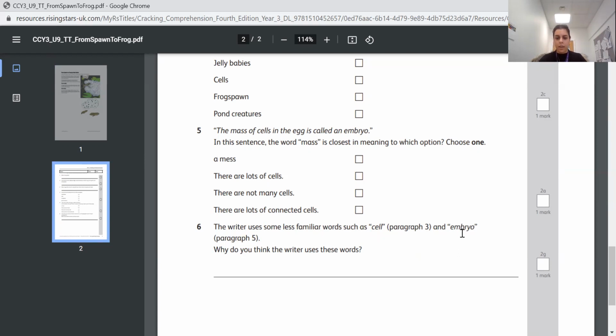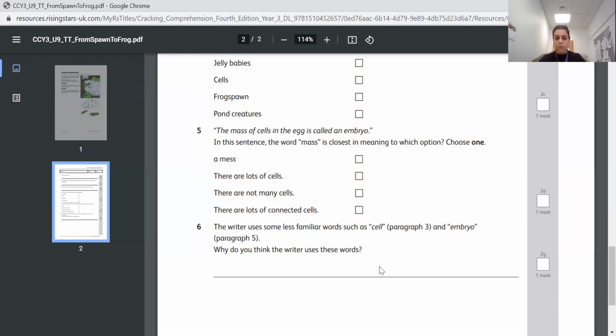I'd like you to have a think. I'd like you to write down your answer. Now, there isn't necessarily a correct answer here. I just want you to have a think about why would someone who is trying to teach people about frog spawn and frogs and cells and tadpoles, why would they use trickier words such as cell and embryo? Now, I'm not going to tell you the answer to this question. I'd like you to write it down.